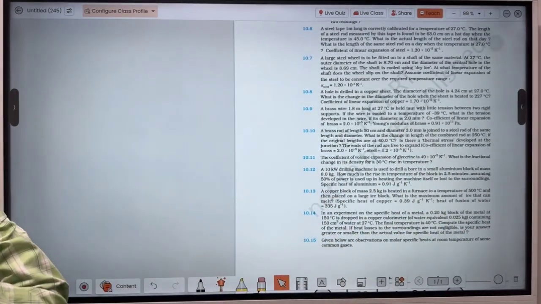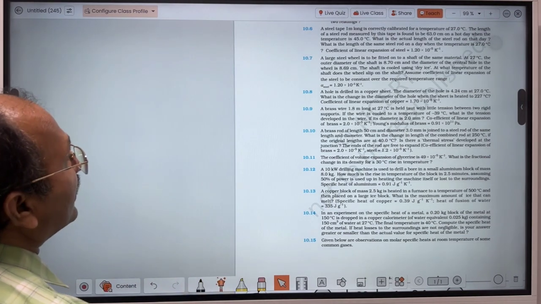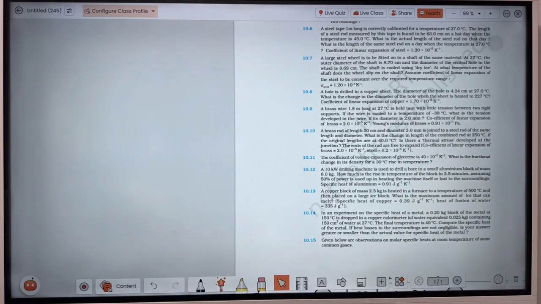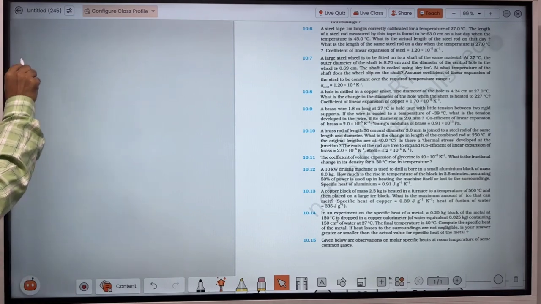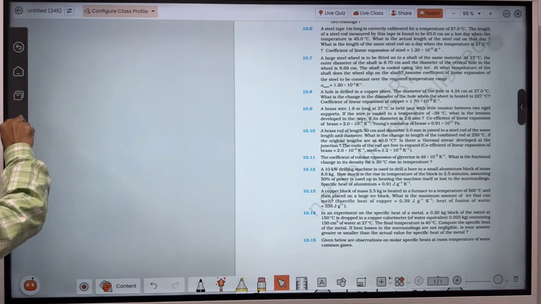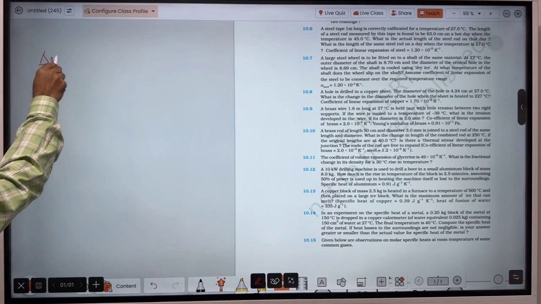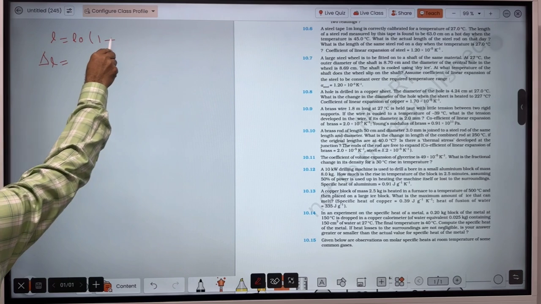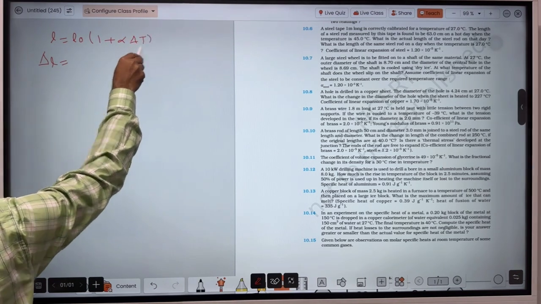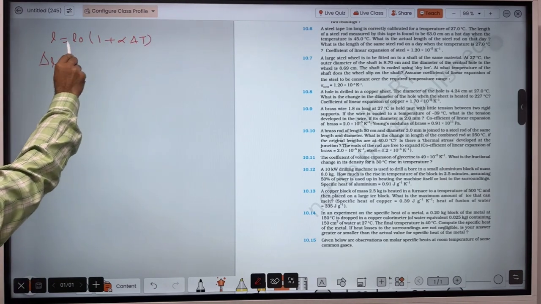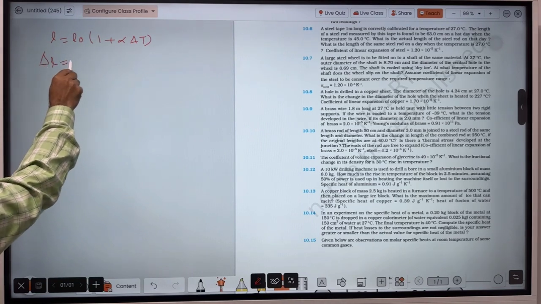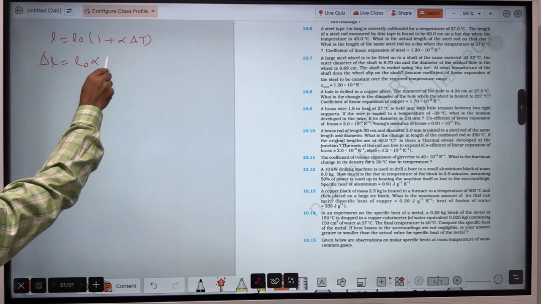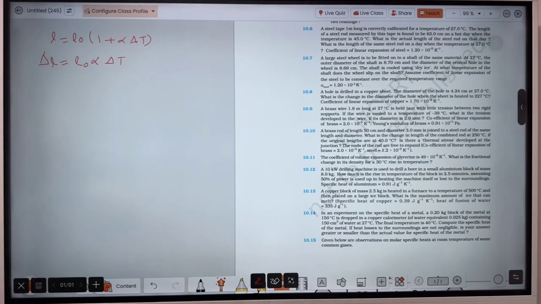Now we are going to apply the concept of linear expansion and we can evaluate. So let's start. Here we write delta L equal to, you remember the formula, L equals L0 (1 plus alpha delta T). From there L0 is multiplied, so L minus L0 will become delta L, equal to L0 alpha delta T. Now we are going to put values.